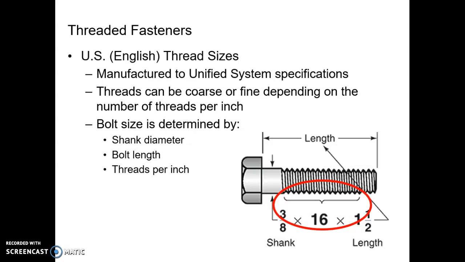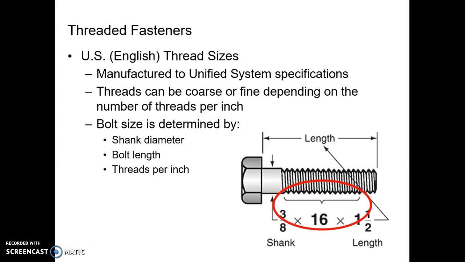Threaded fasteners we will refer to typically in two ways, either as an SAE, English thread, or as a metric. First one we'll talk about is the SAE, or Unified USC system. Threads can be coarse, fine, or extra fine sometimes, depending on the application, and it's determined by the threads per inch. When we talk about SAE or USCS bolts, the size of the bolt is referred to in three different ways. The length is the bolt length from the bottom of the head to the end of the bolt.